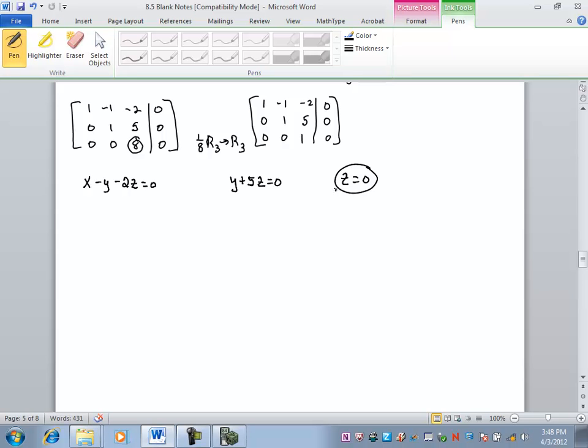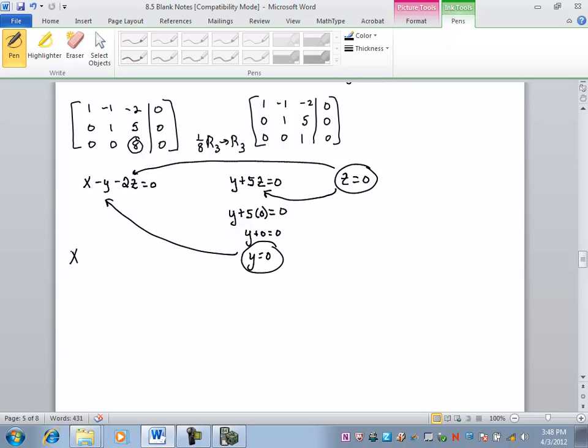Well, if z equals 0, we're going to plug that in right there. So y plus 5 times 0 gives me 0, and so y plus 0 equals 0. y must be 0. And then I can take the value for y that I have, in addition to the value for z that I have: x minus 0 minus 2 times 0 equals 0, and we see that x equals 0. So we write our ordered triple 0, 0, 0.